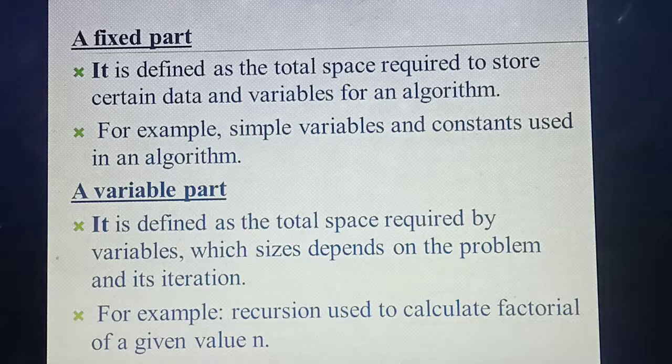For that only they are telling in the second, for example, simple variable. That only example I said: adding of two numbers. How many variables you need? A and B, isn't it?